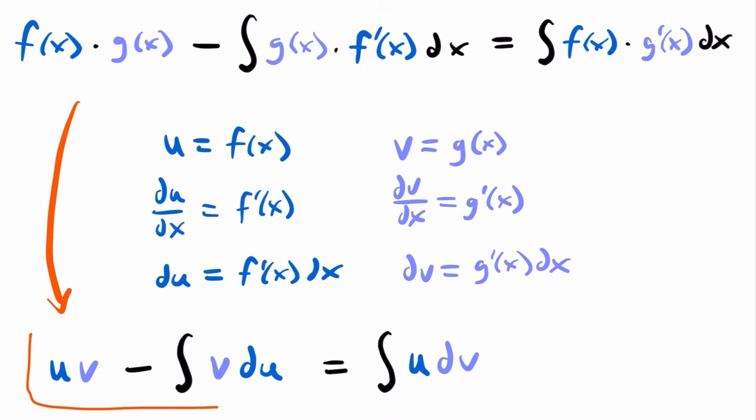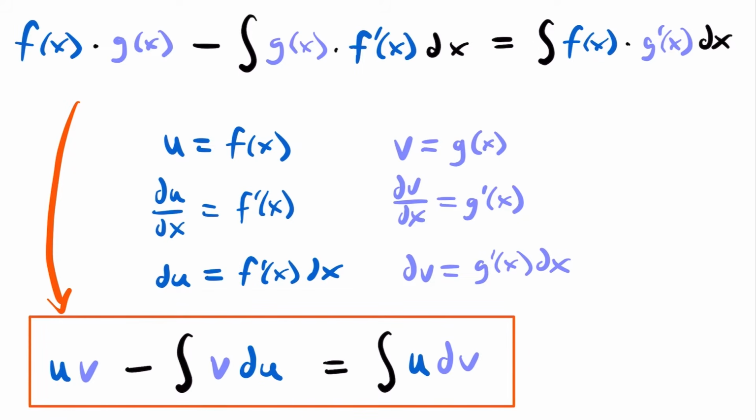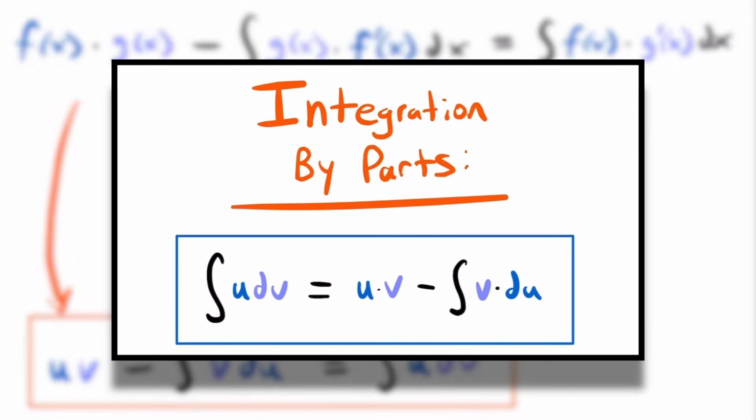And so this right here is the typical formula you will see for integration by parts. The integral of u times dv is equal to u times v minus the integral of v times du. All right, and so this is the formula for integration by parts that we are going to use to solve integrals that we wouldn't have been able to solve otherwise via any other method.